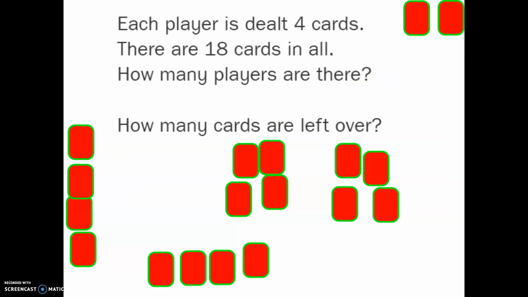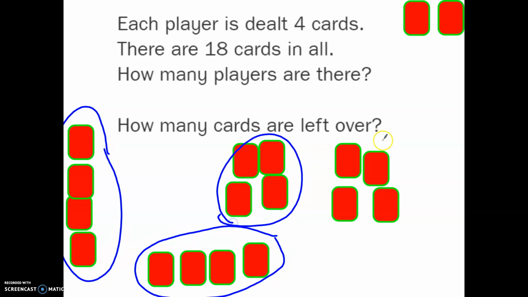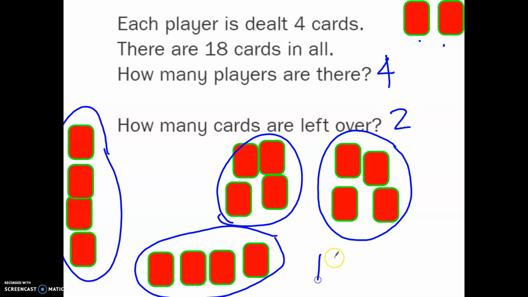So how many players are there? There's 1, 2, 3, 4 players. And how many cards are left over? There are 2 cards left over. So my division number model will be 18 divided by 4 equals 4 remainder 2. I have 18 cards. I'm dividing them into 4 equal groups. Everybody gets 4 cards, and there's 2 left over, so remainder 2.